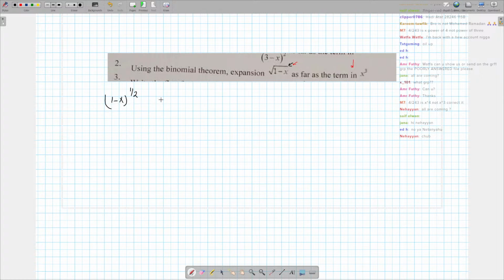1 minus x to the power of half. We want it as far as x cubed, so we're just going to keep on expanding until we get to x cubed. So it's going to be half C0 plus half C1. Remember, why am I doing this rule? Because I have a fraction as the power. If you have a fraction as the power, you check: is 1 your leading term? If it is, you continue solving. Half C1, it's going to be minus x to the power of 1, plus half C2 minus x to the power of 2, now half C3 minus x to the power of 3.